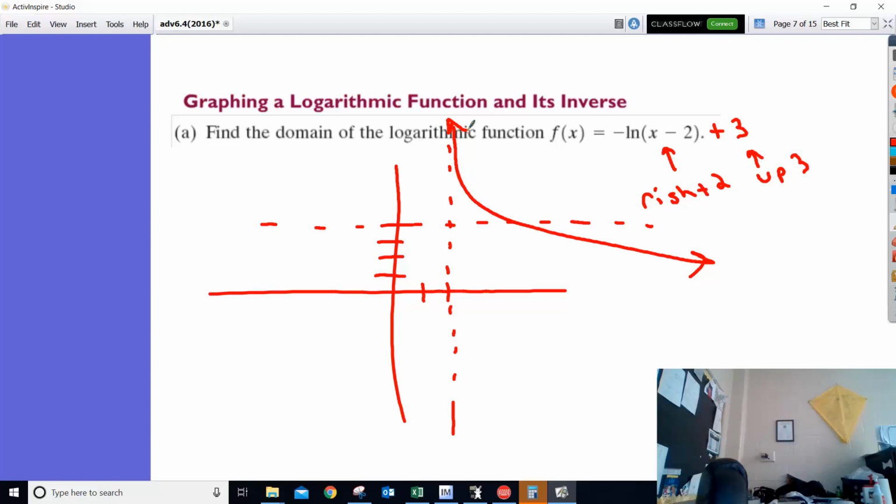Well, as I heard, I was looking for a vertical asymptote. And where is it at? 2. I feel like we talked about those last year. What's the domain? Due to infinity.